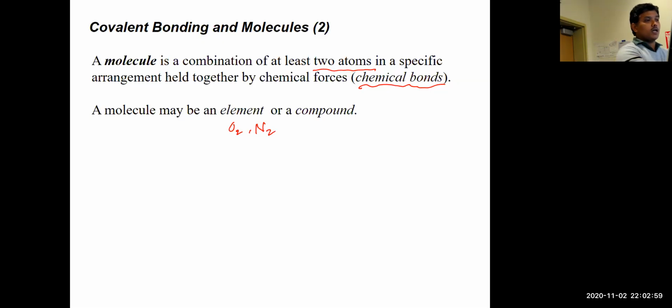Or a molecule can be a compound. What is an example of a compound? Water, obviously, right? More than one different element is making covalent bonds between them, so it is a molecule. Now, how do I know these chemical formulas? How do we know how they will exist?